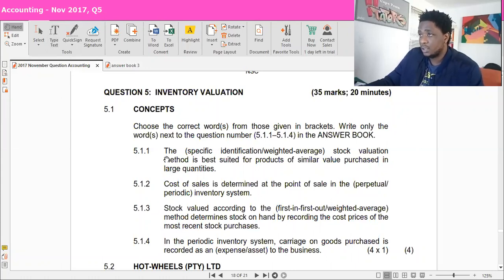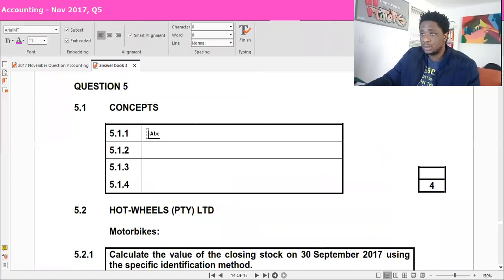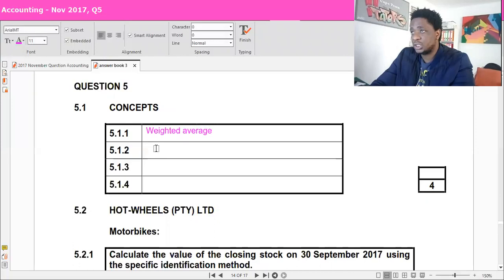So here they say the specific identification or weighted average stock valuation method is best suited for products of similar value purchased in large quantities. So if you're purchasing large quantities of goods, so let's say like you're purchasing sweets, you wouldn't be able to specifically identify which sweet is this one. So the thing that would actually make sense is to weight those sweets and average them. So the answer for 1.1 is the weighted average method.